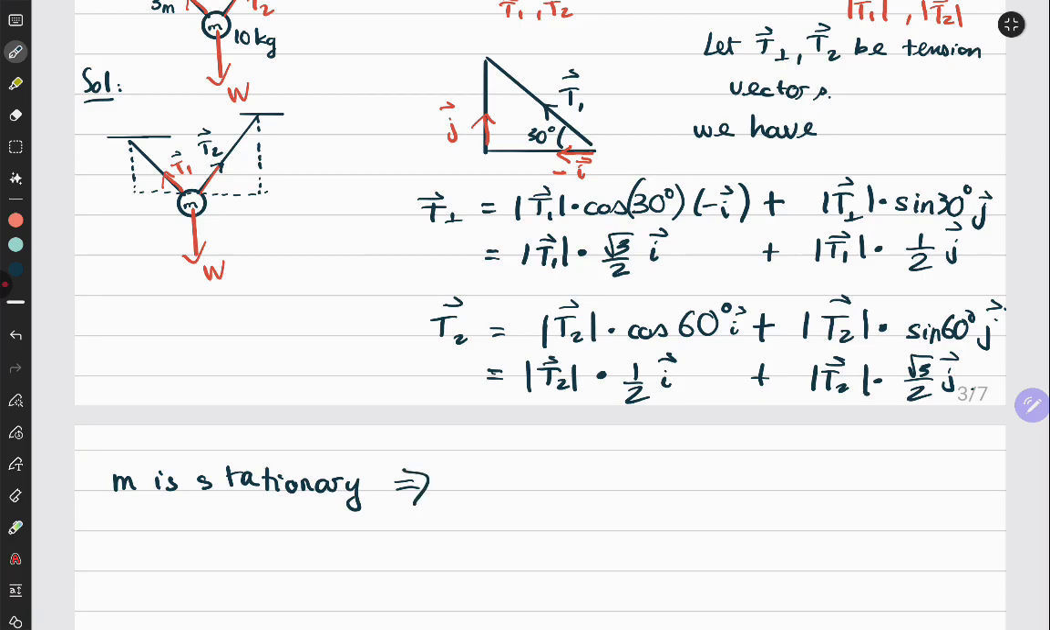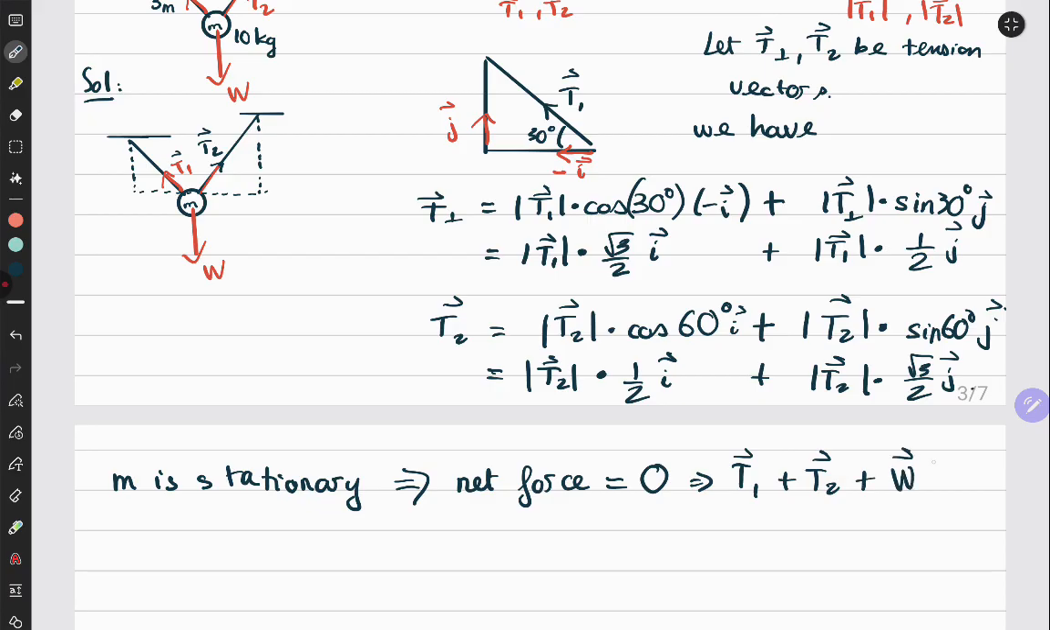Can you conclude anything about T1, T2, and W? Net force is 0. Beautifully put. Very good. The net force equals 0, which means the total vector sum T1 plus T2 plus W equals 0.